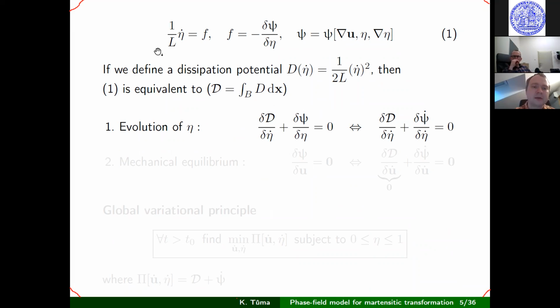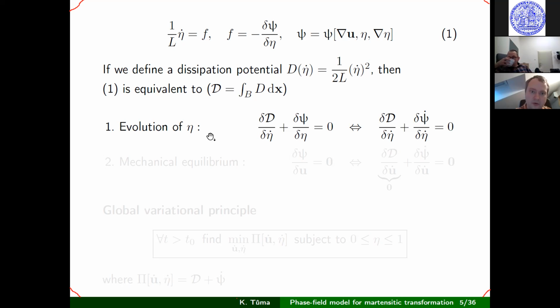Here I copied again the Ginzburg-Landau equation, just dividing it by the mobility L, and telling again what the thermodynamic driving force is. Now, if we define a dissipation potential quadratic in eta dot times 1/2L, we can formulate the whole model as a global variational principle.